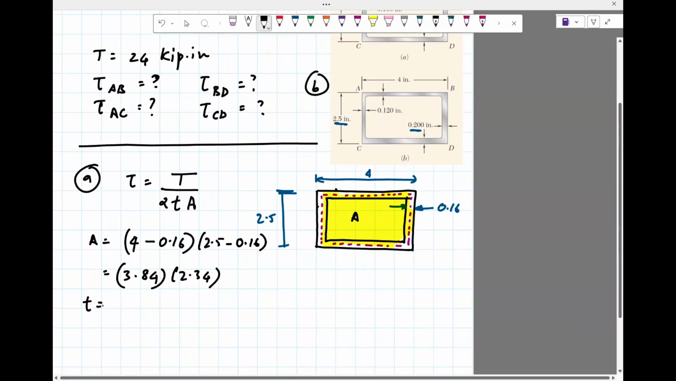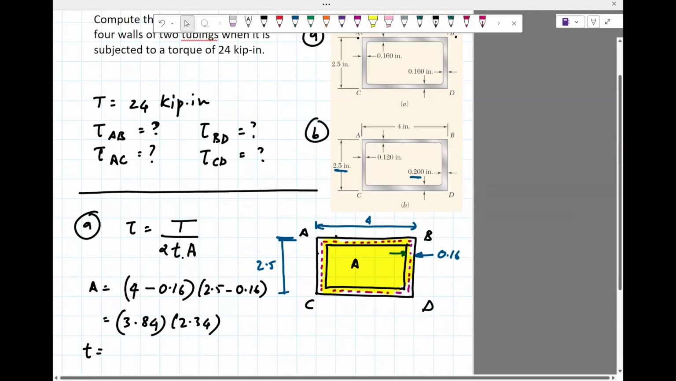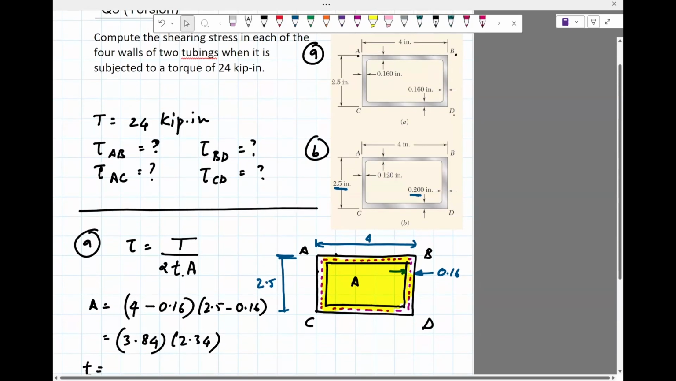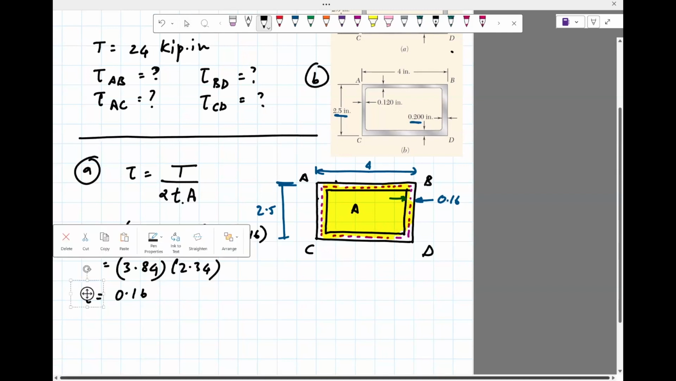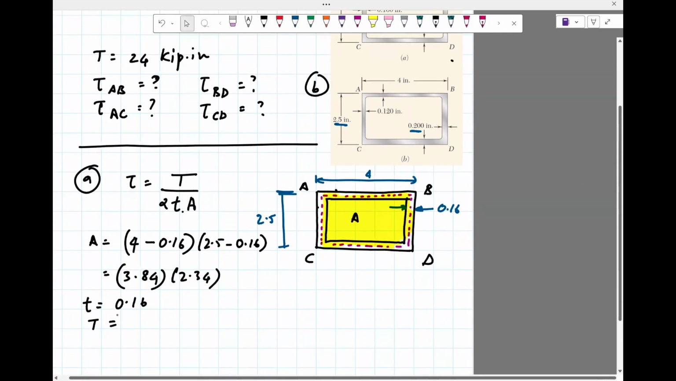The thickness, okay, so there is A, B, C, D. Now the thickness will depend on which section. It turns out in this problem, AB, BD, DC, and CA have the same thickness. So really there's only one thickness here. We'll see that will change for the next problem. And then the torque is given to us as 24 kip-inch. Let me put in our units.